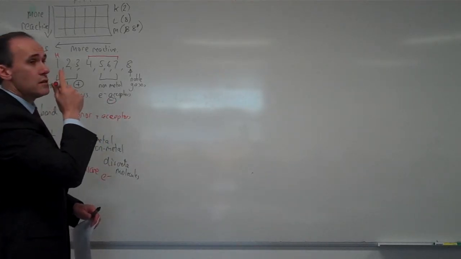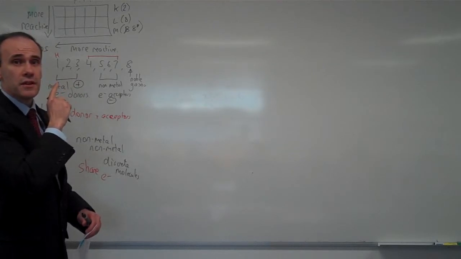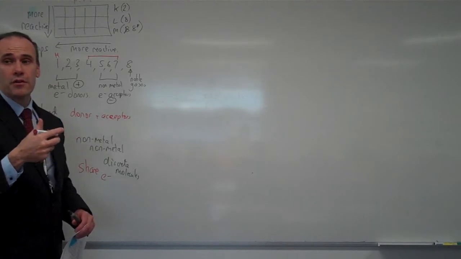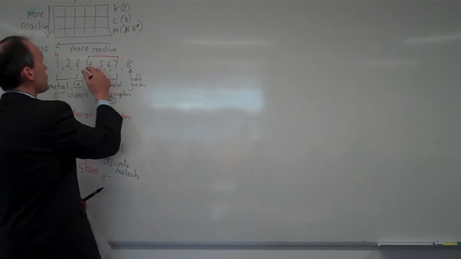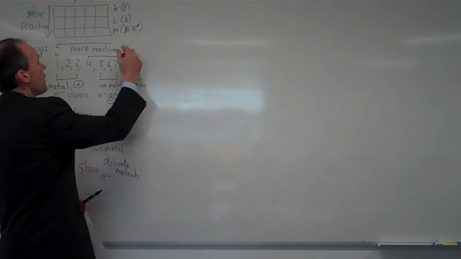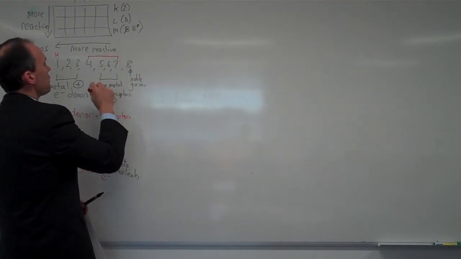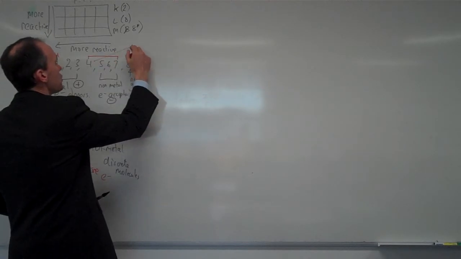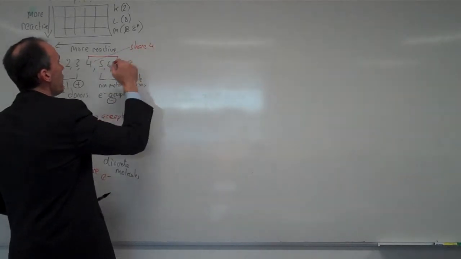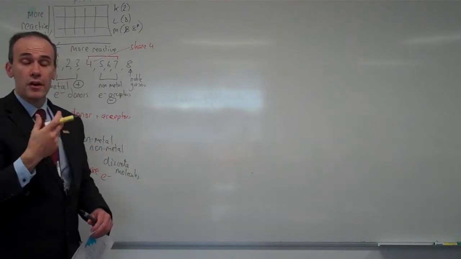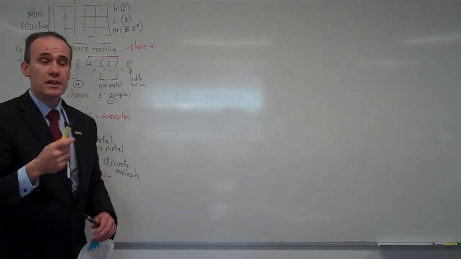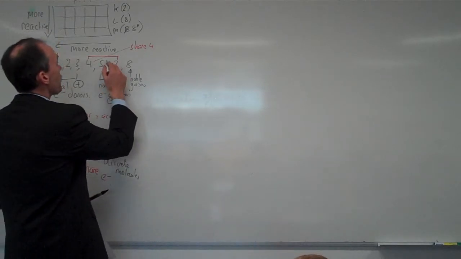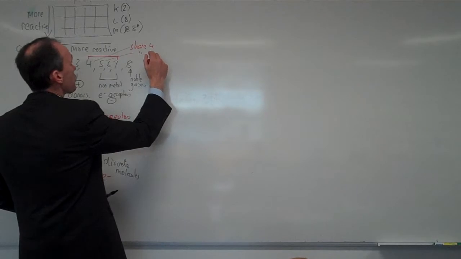Now, in terms of sharing electrons, how many electrons do group 4 share? They have 4, so they share 4. Group 4 will share 4. Group 5 has 5 valence electrons. It wants to gain 3, so how many will it share? 3. Group 5 will share 3.